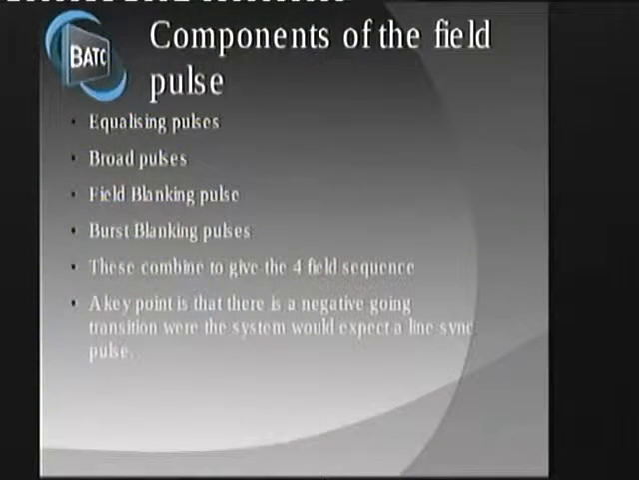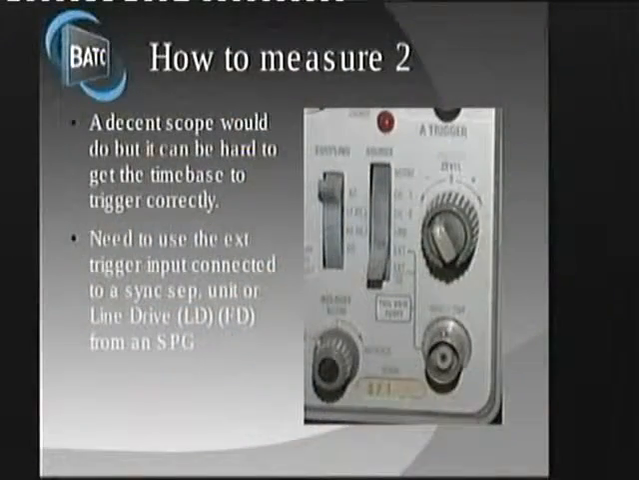Equalising pulses, broad pulses, field blanking pulses, burst blanking pulses, these all combine to give the 4-field sequence. A key point, I wish I had 2 buttons, is that there is a negative going transition where there would be a line sync pulse. And this keeps being part of the television or A to D or whatever happy because it's got a pulse when it expects it. Now, how to measure? Well, you could use a scope, but most scopes haven't got a field separator.